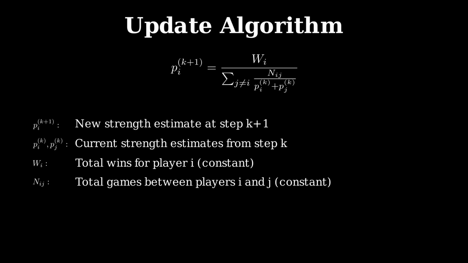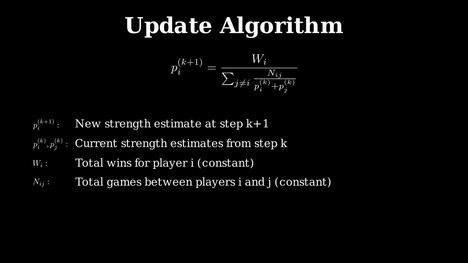Wi, this is the total number of wins for player i across all their games. This value is taken directly from the data and never changes during the iterative process. Nij, this is the total number of games played between player i and player j. Nij equals wij plus wji. This also comes directly from the data and does not change.